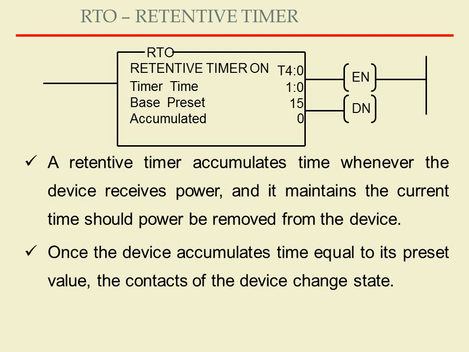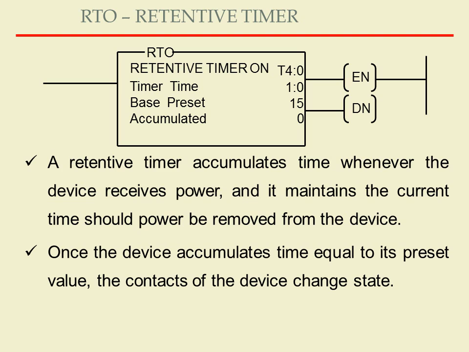The third type of timer is the RTO, retentive timer. See the instruction for RTO, retentive timer on. The file number is T4:0. Then the time base is 1.0, that is 1 second. Preset value 15, accumulated value is equal to 0. It also has EN and DN bits.